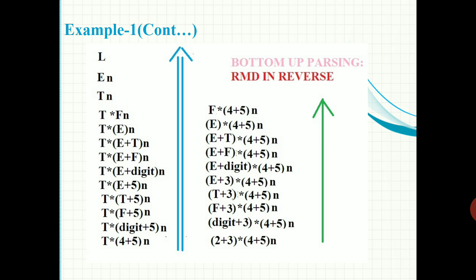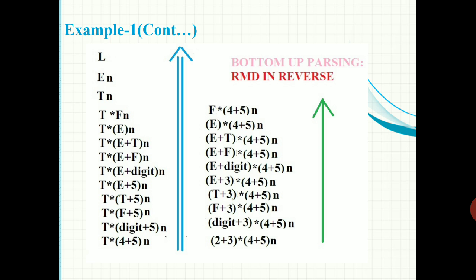So we will start from the last rightmost derivation, that is, we get the string as (2 + 3) * (4 + 5). Then we will go in the reverse order. That is why the bottom-up parser or S-attributed definition follows the rightmost derivation in reverse order. So first you will start from the last derivation to the first derivation in the reverse order.